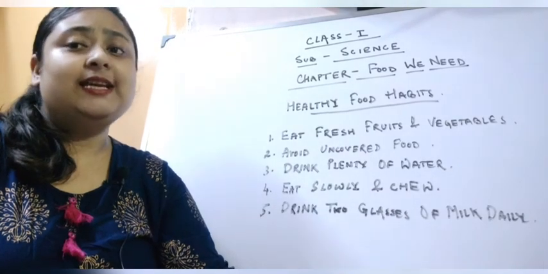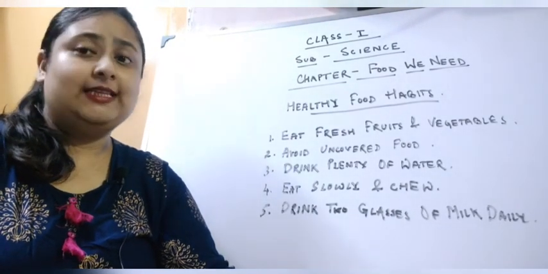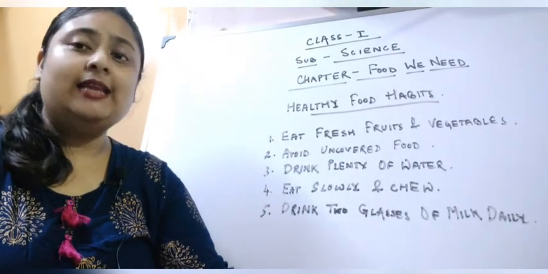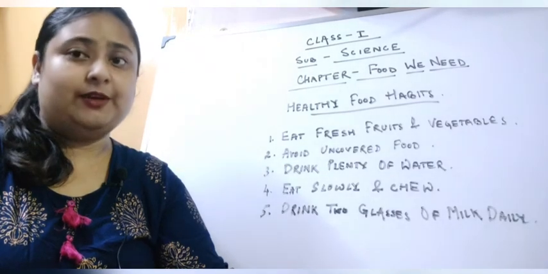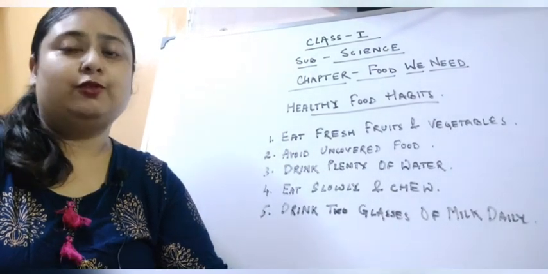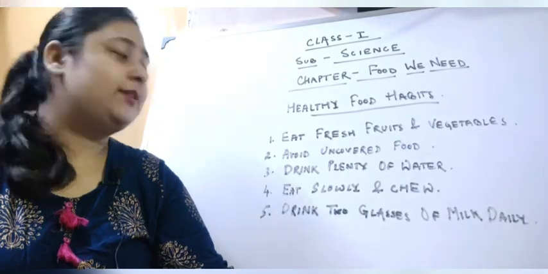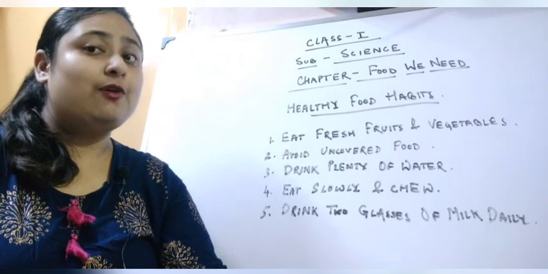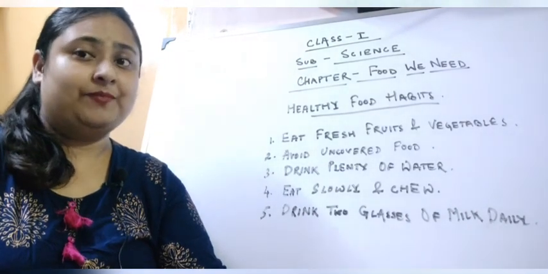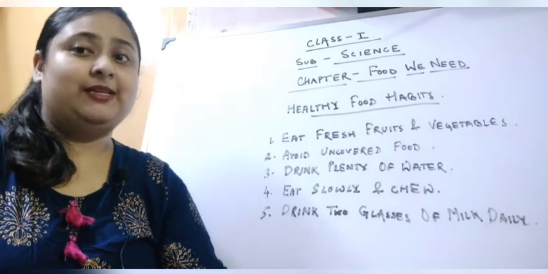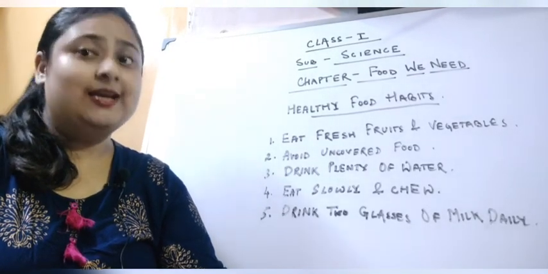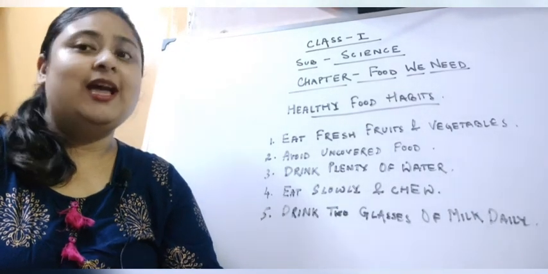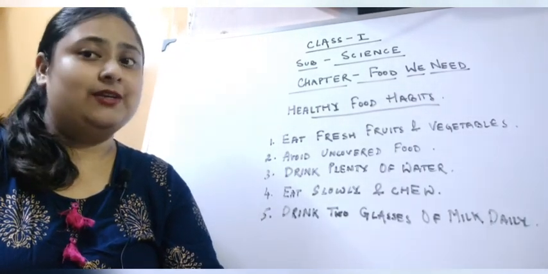Next, eat slowly and chew properly. Children, always eat very slowly. Overeating may cause danger to your health. So always eat slowly and eat optimum amount of food material and always chew the food properly. Next, drink 2 glasses of milk daily. Children, always remember milk has protein, so it helps in muscle building. Always remember to drink 2 glasses of milk every day. So children, I hope these eating habits are clear to all of you.